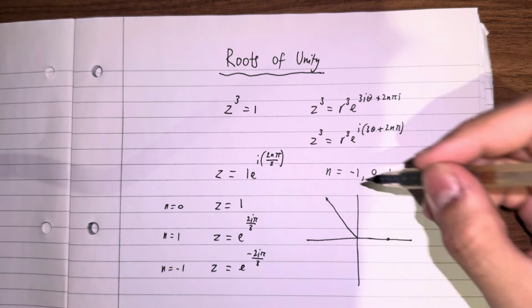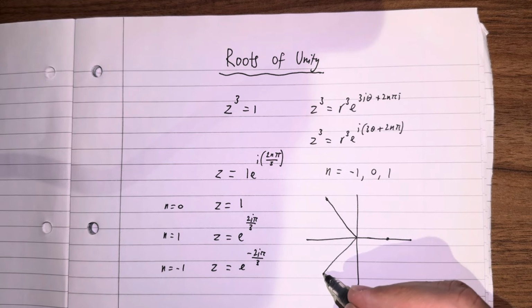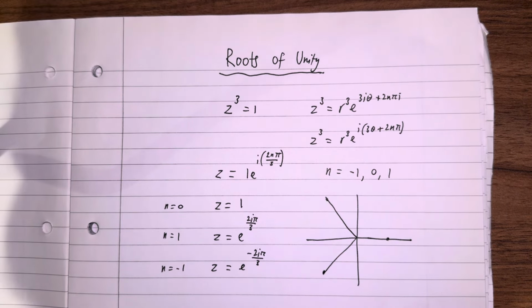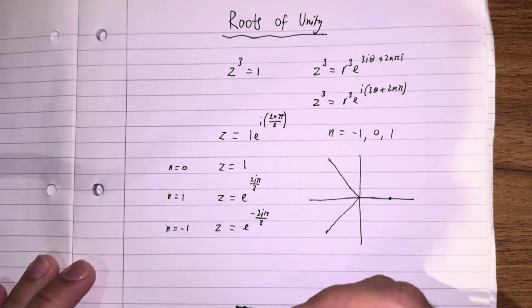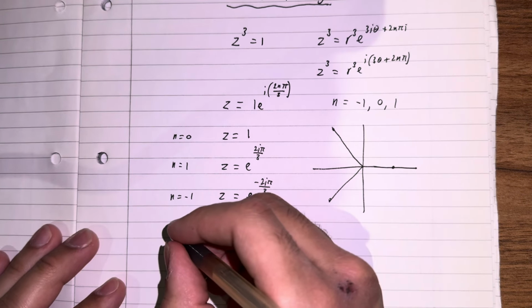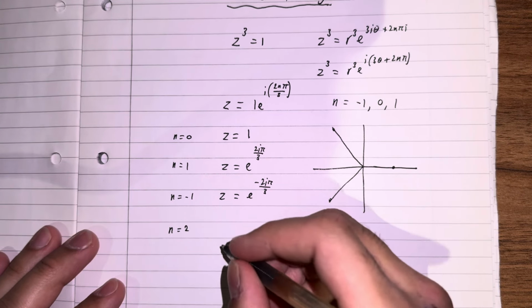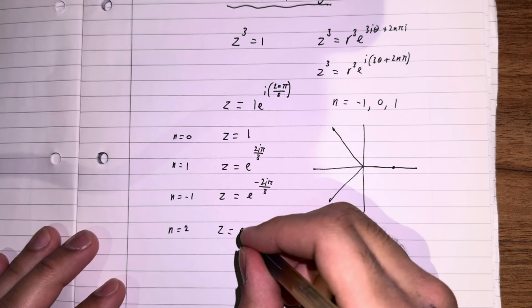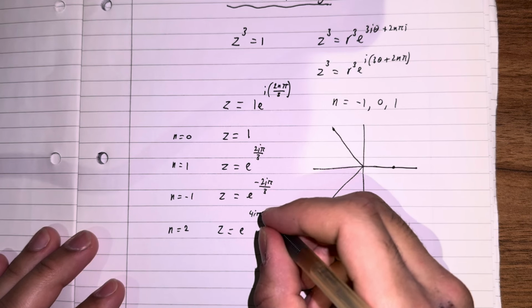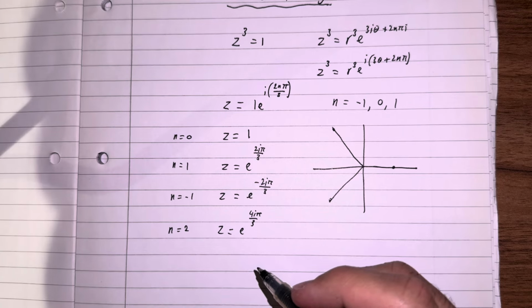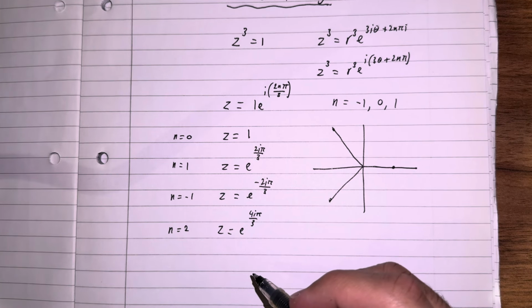And then z equals e to the minus 2i pi over 3. That's going to be measured clockwise, and that's going to be somewhere over here. Now, let's say that we wanted to consider n equals minus 2, or let's start with n equals 2. So for n equals 2, z is equal to e to the 4i pi over 3. So basically, this is just going to be 240 degrees.